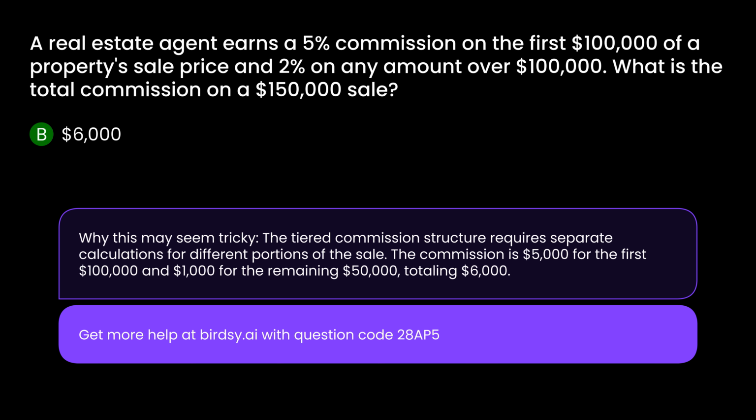Why this may seem tricky: the tiered commission structure requires separate calculations for different portions of the sale. The commission is $5,000 for the first $100,000 and $1,000 for the remaining $50,000, totaling $6,000.